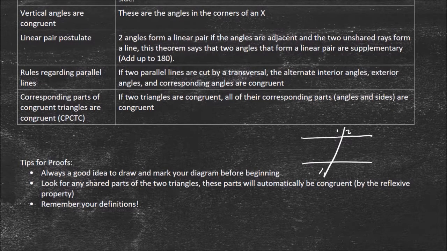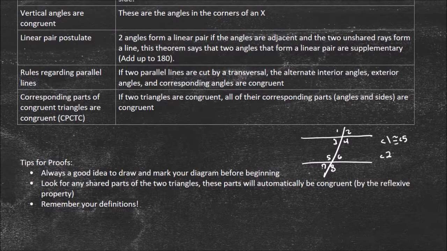So 1, 2, 3, 4, and then here I'd have 5, 6, 7, 8. The corresponding angles for 1, 2, 3, and 4 are the 5, 6, 7, 8 angles that are in the same spot. So corresponding angles would imply that 1 is congruent to 5. See how they're in the same spot on the opposite parallel line.